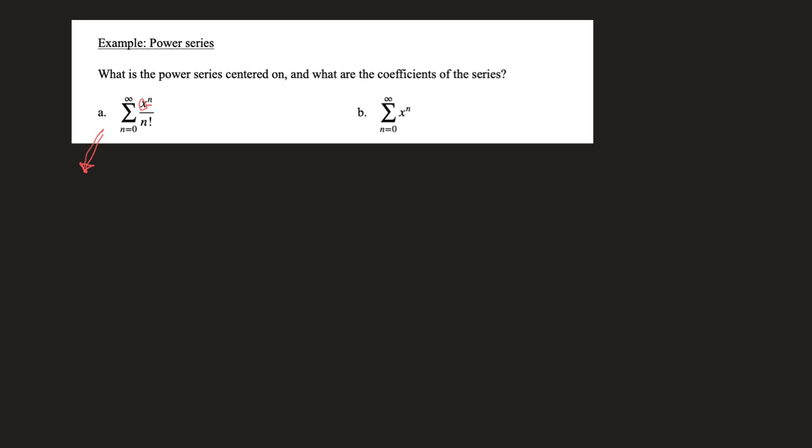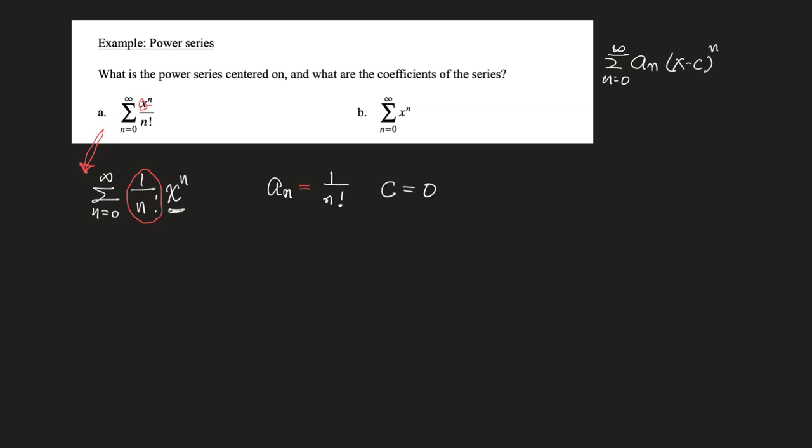The general form of a power series, from the previous slide, is the summation of a_n (x minus c)^n, n equals 0 to infinity. Look at this one: summation n equals 0 to infinity of 1 over n factorial times x^n. What is the coefficient a_n? a_n is 1 over n factorial. Here is x^n, and the center c is 0. That's how we identify this power series.